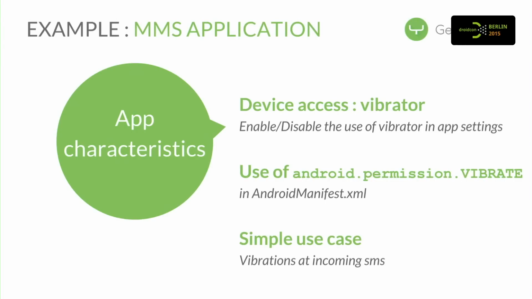So let's see how it happens when you're running an application like MMS. For example, when you receive a message, most of the time your device vibrates because MMS has access to the vibrator. So let's see now, deep in the system, how it happens and when your permission is granted, checked, or enforced in the system.